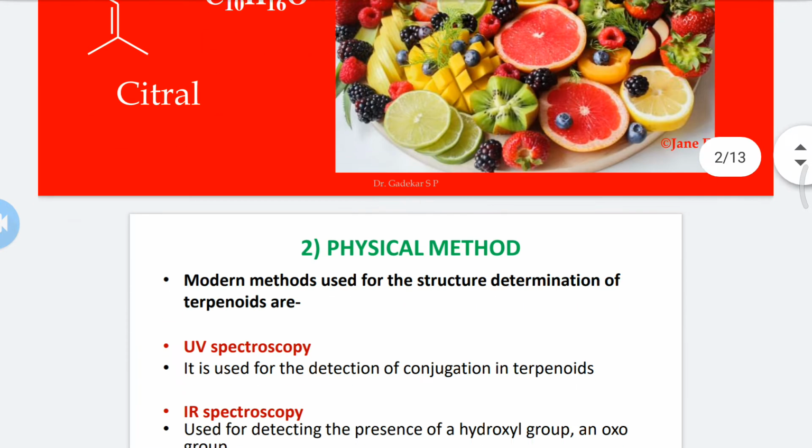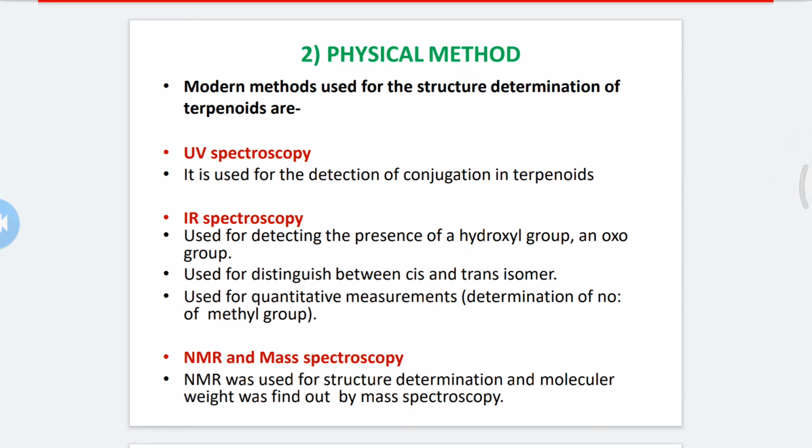Now the physical methods to determine the structure of terpenoids. Different techniques are used for structure determination, such as UV spectroscopy, IR spectroscopy, NMR spectroscopy, and mass spectroscopy. UV spectroscopy is used for the detection of conjugation in terpenoids. IR spectroscopy is used for detecting the presence of hydroxy groups and oxo groups.